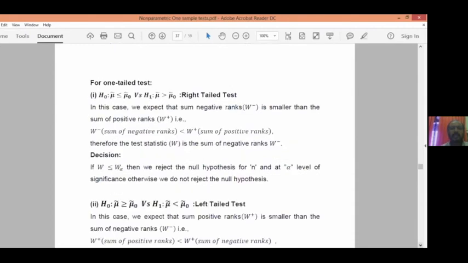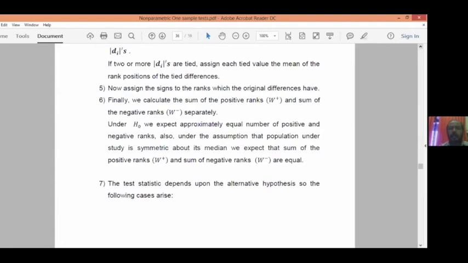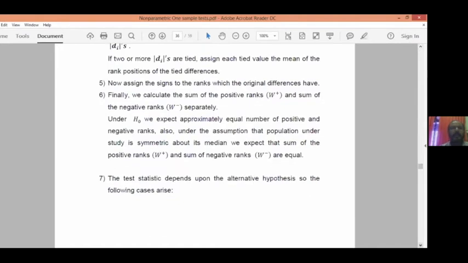The test statistic depends on the alternative hypothesis. So the following cases arise. What are the cases that arise? I must explain.